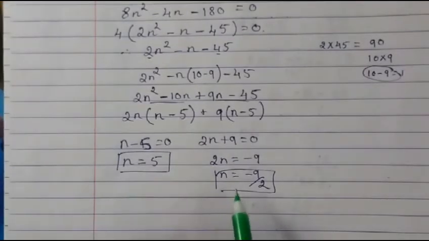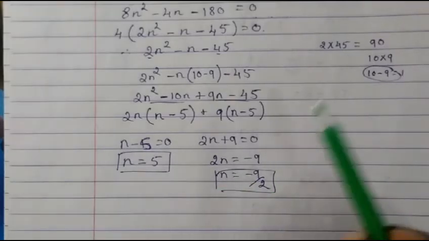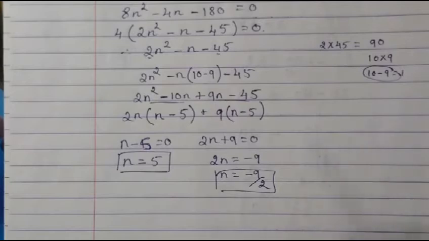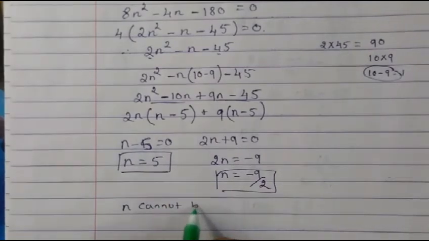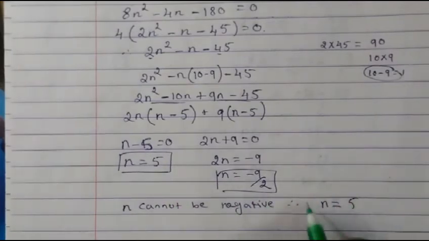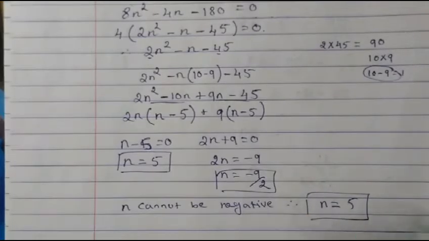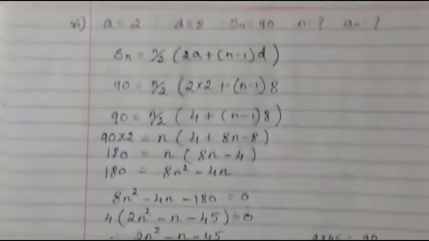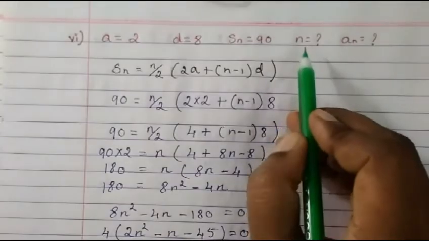But we know, I have already explained to you, n cannot be negative because n is a counting number. So normally, when we count first term, second term, third term, it is in positive. So we cannot count in negative. So this is not valid. So therefore n cannot be negative. So therefore we get n equal to 5. So we got the n value. So here you can see, the n value we found out.